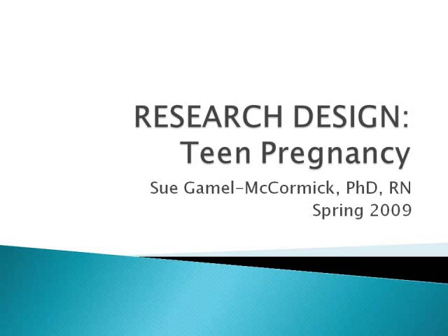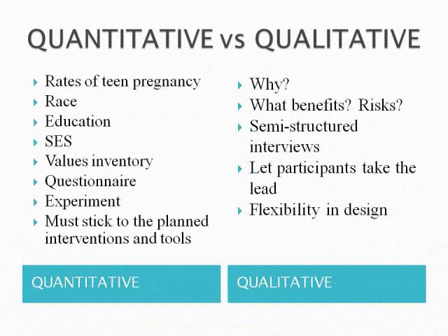For this part, we're going to look at a specific example in our search to further understand research design. Okay, first of all, we're going to look at the issue of teen pregnancy, and we're going to look at, should we study it quantitatively or qualitatively? Quantitatively, we could look at rates of teen pregnancy. We could look at rates of pregnancy as it correlates to race, or as it correlates to education, or SES, which is financial status.